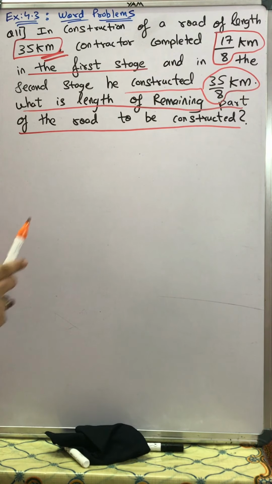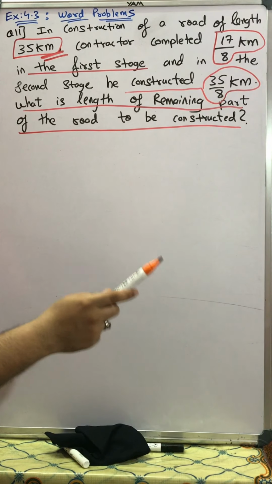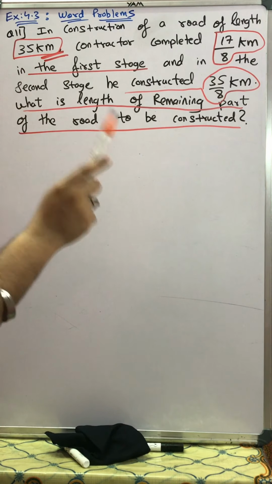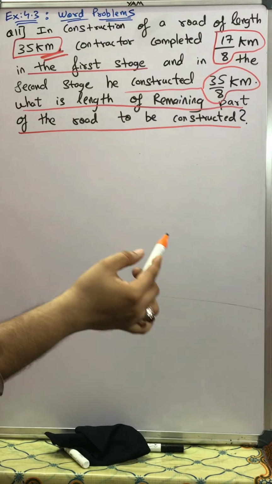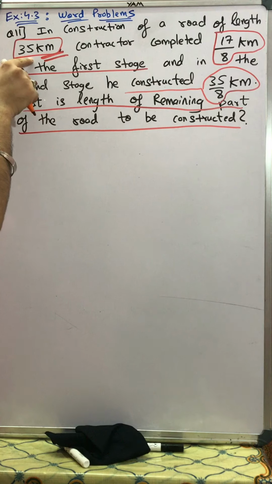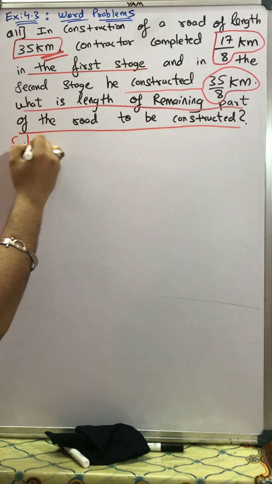Okay. In the first stage he completed 17 upon 8. In the second stage he completed 35 upon 8. The aim of the constructor is to complete 35 kilometers. Now how much is remaining to reach up till 35 kilometers? It's very simple. Now the solution.